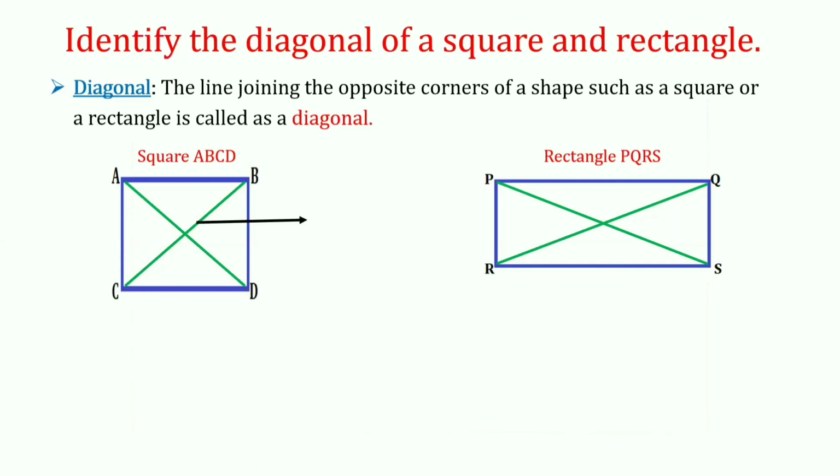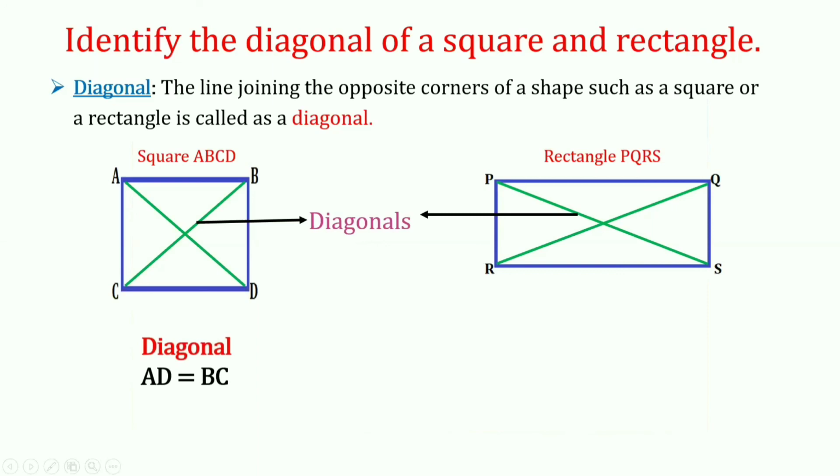So, square ABCD and rectangle PQRS have diagonal AD, diagonal BC, and diagonal PS and diagonal QR respectively.